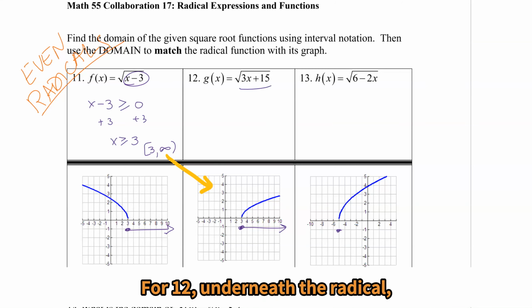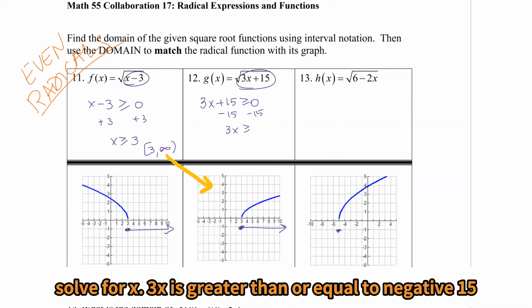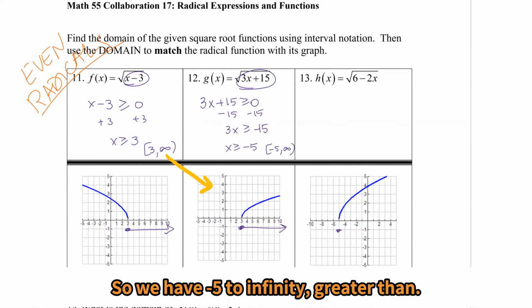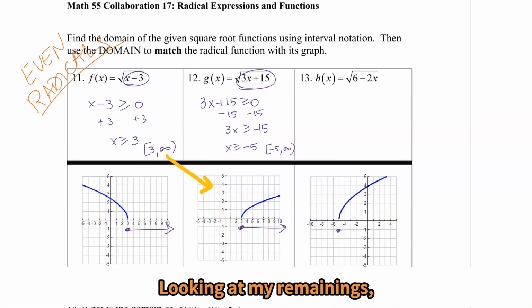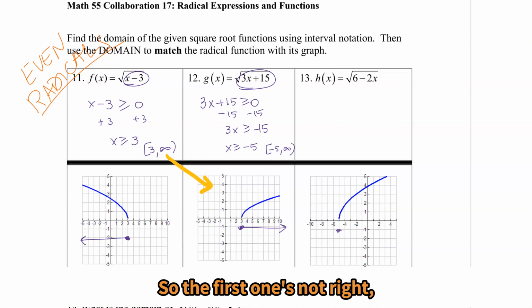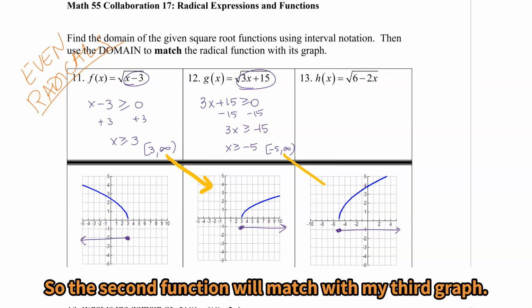For the second function, underneath the radical, 3x plus 15 greater than or equal to 0. Solve for x. 3x is greater than or equal to -15. Divide by 3, we get x is greater than or equal to -5. So we have -5 to infinity. Looking at my remaining graphs, this function here starts at 3 and goes to negative infinity, so the first one's not right. But the last one starts at -5 going to infinity, so the second function will match with my third graph.